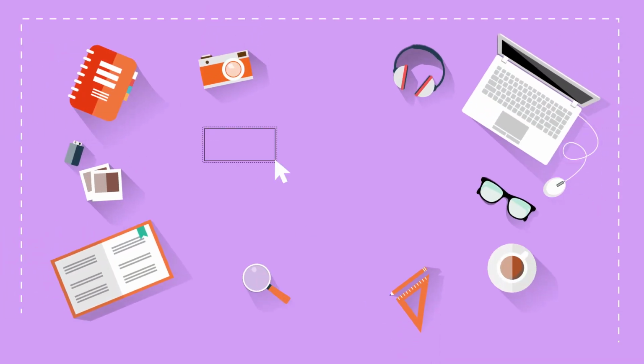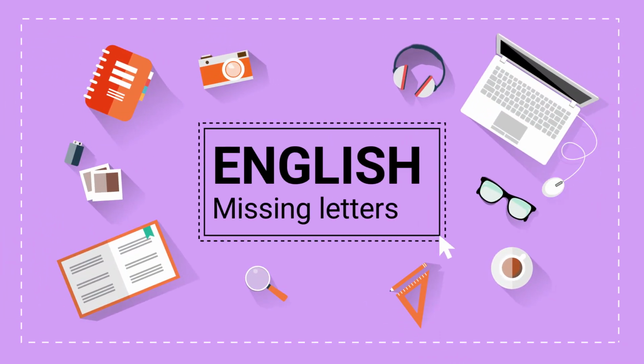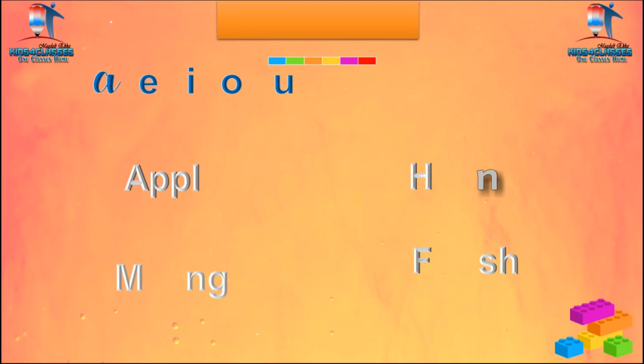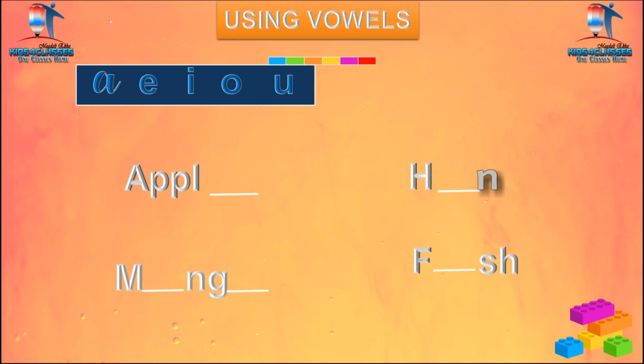In today's English class, we will learn to fill the missing letters using vowels. So, before we start filling these blanks using these vowels from the box, first tell me children, how many types of vowels are there? Yes. There are 1, 2, 3, 4, and 5 types of vowels. Let's spell together. A, E, I, O, and U. As we know the letters in vowels.